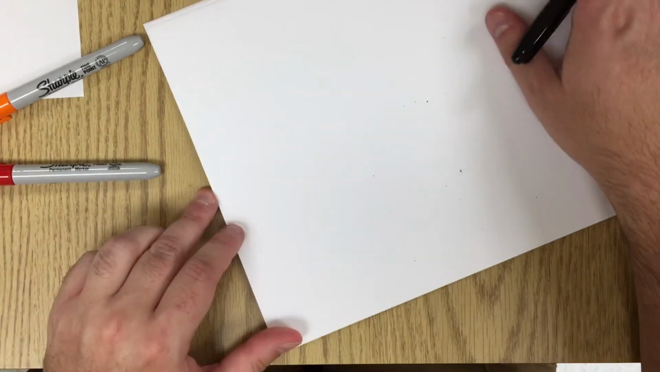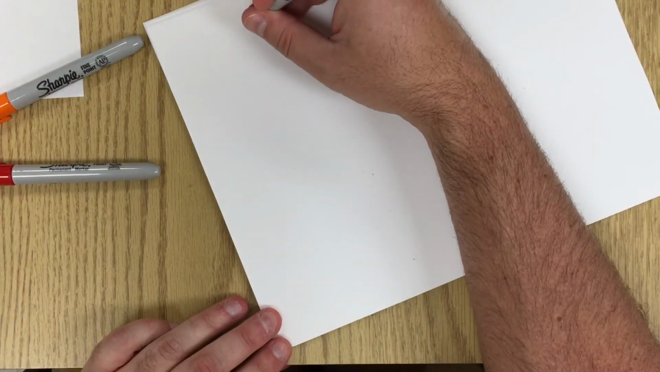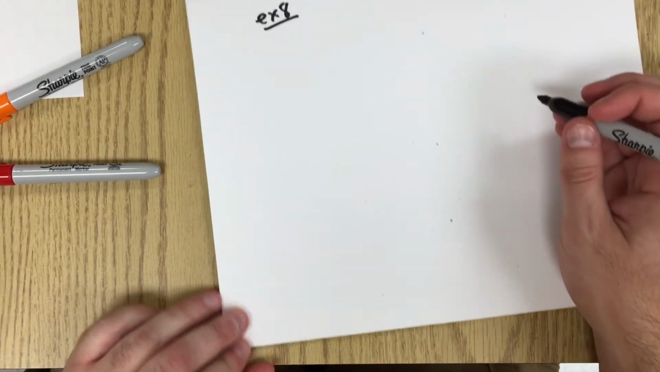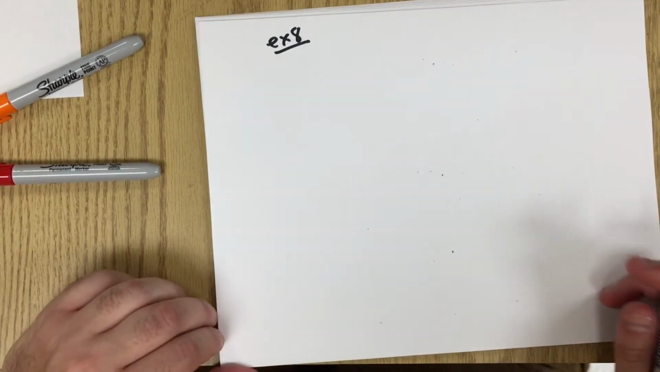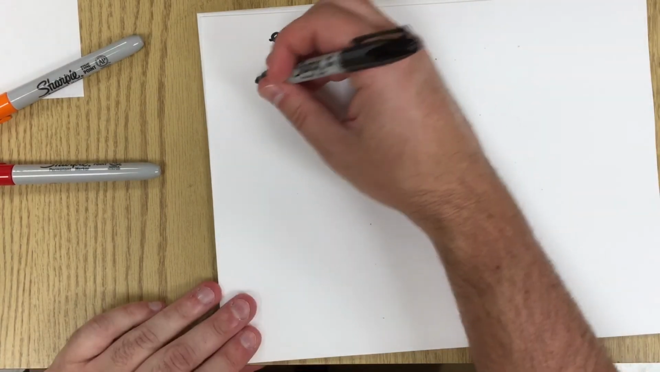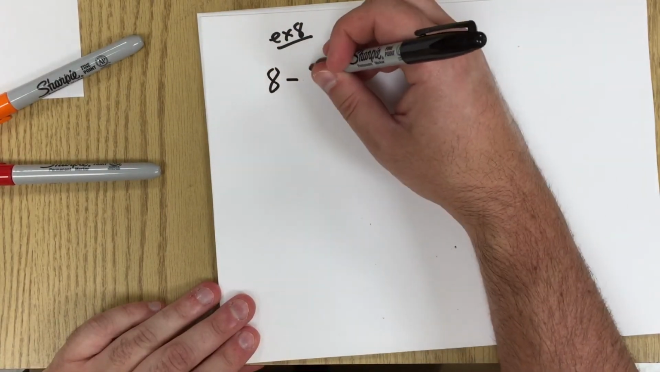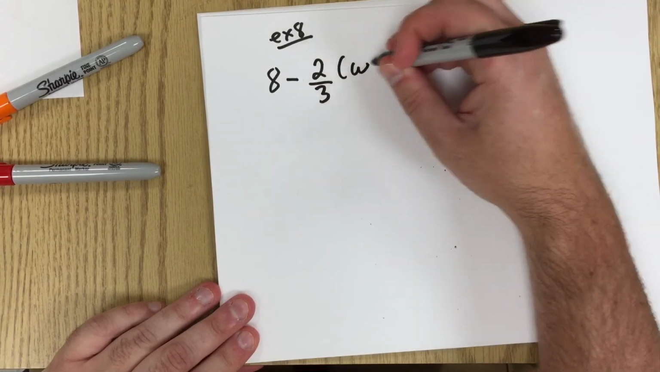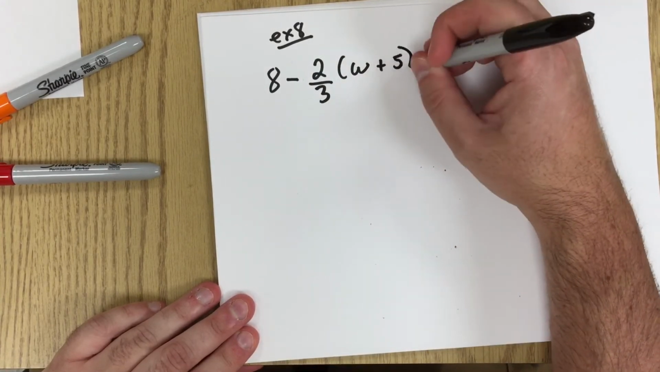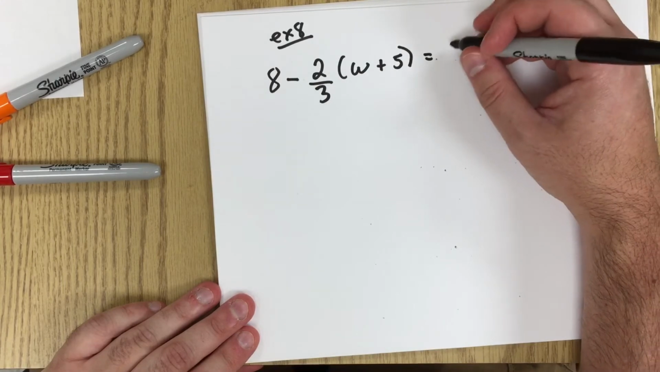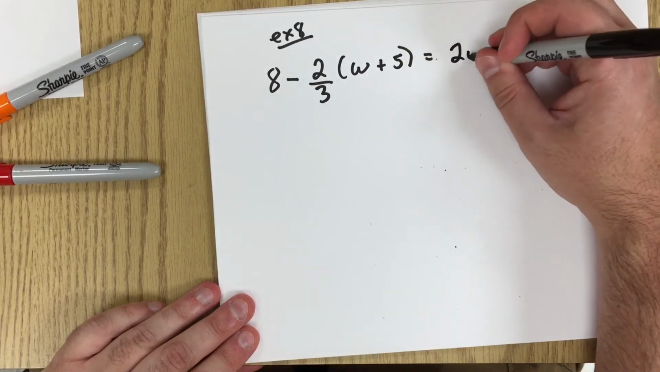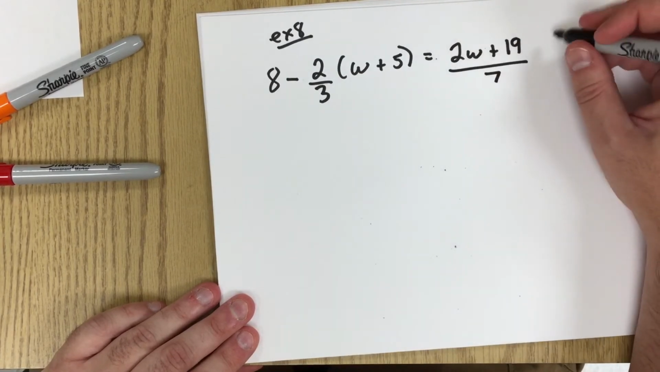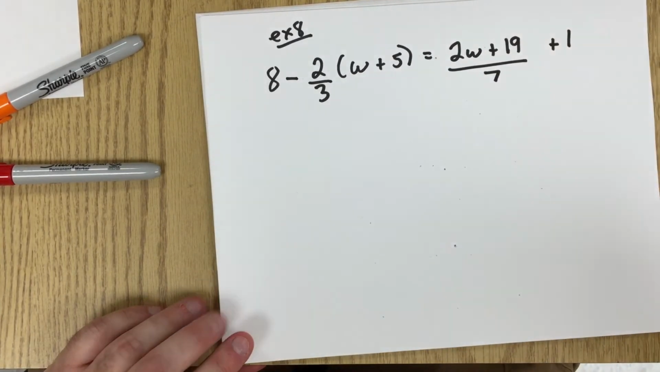I'm going to leave with a hard one. So this one's optional. Minus 2/3 w plus 5 equals 2w plus 19 over 7 plus 1.